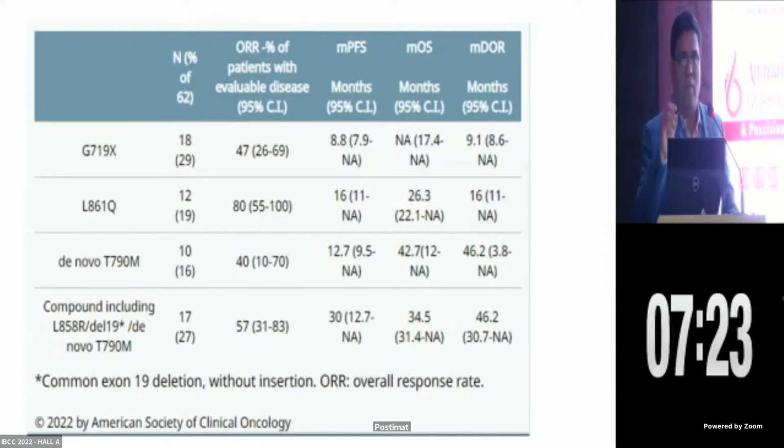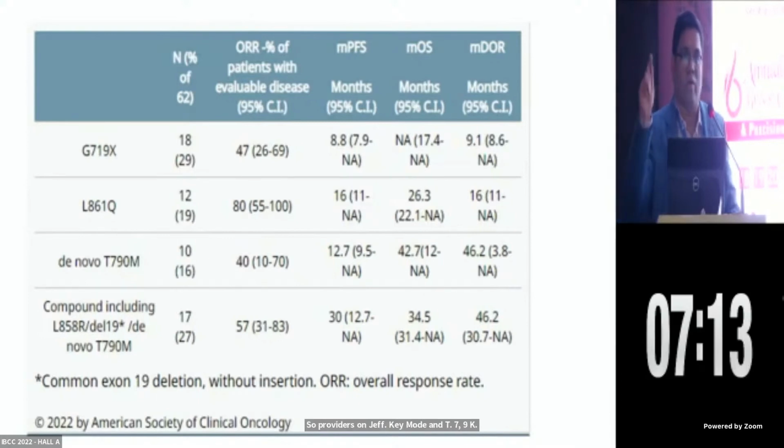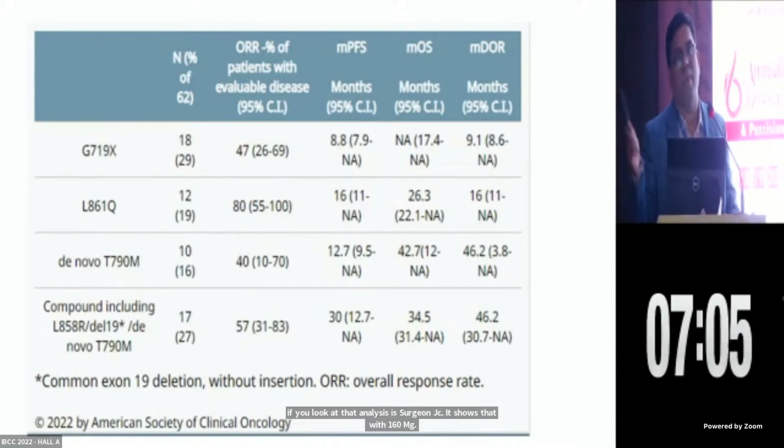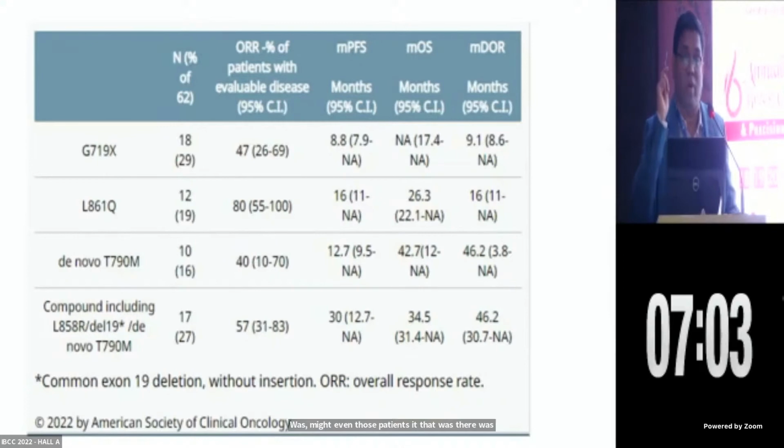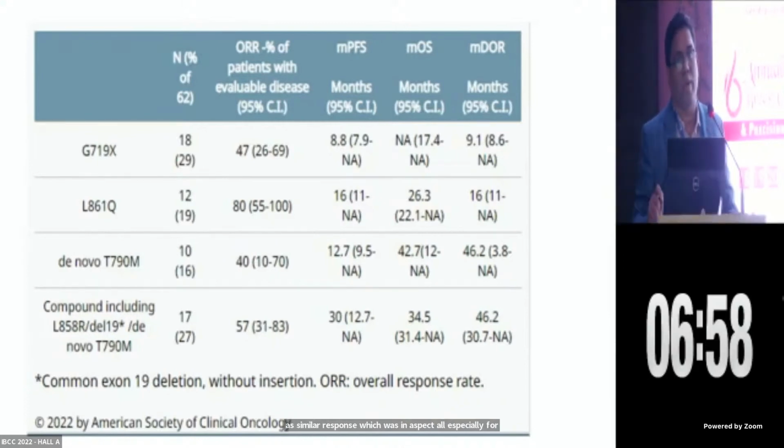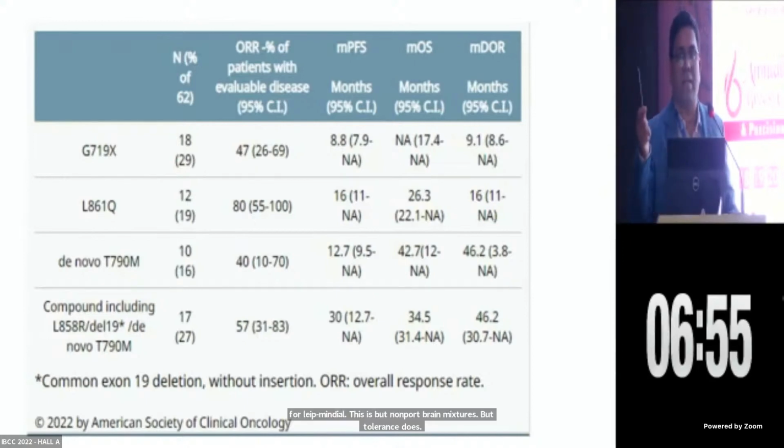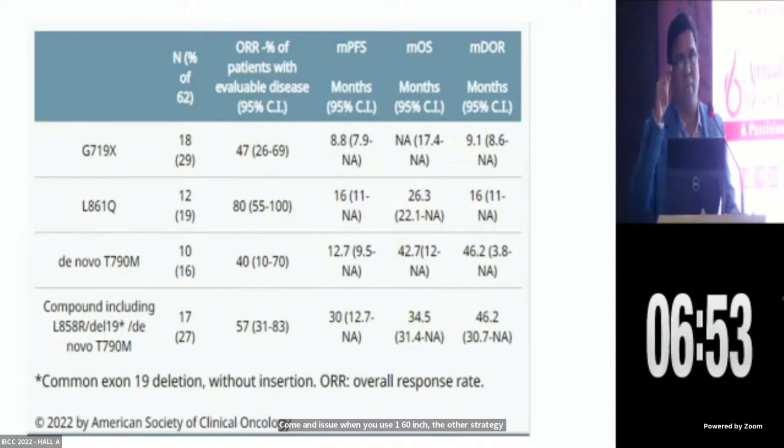Saying that, I have used osimertinib 160 mg in patients who progress on gefitinib or chemo and are T790M negative. If you look at that analysis, which was in JCO, it shows that with 160 mg osimertinib in those patients, there was similar response, especially for leptomeningeal disease, but not for brain mets disease. But tolerance does become an issue when you use 160 mg. The other strategy, found in the BLOOM study, of using osimertinib plus bev for leptomeningeal disease does much better than stepping the dose to 160.